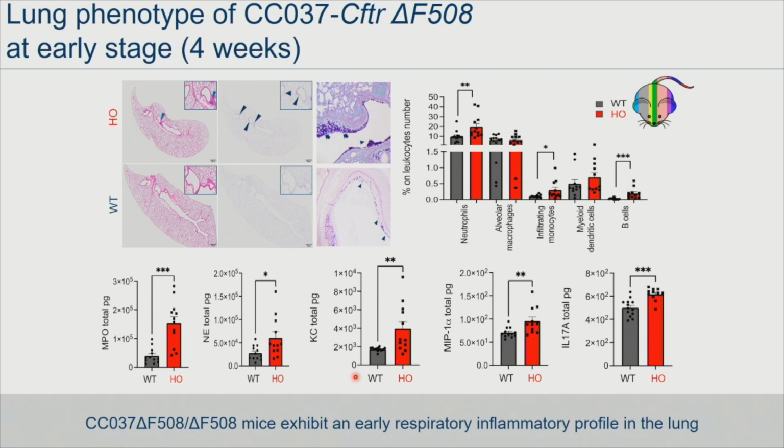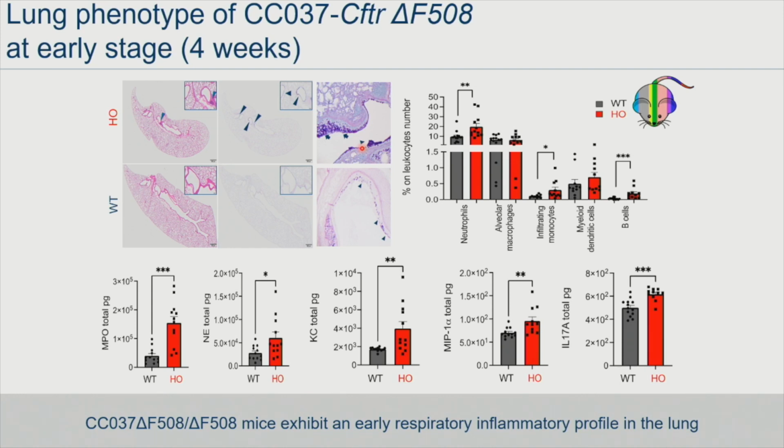And we check the lung phenotype at early stage, 4 weeks. That means at the time of weaning. If we look at the lung pathology, we could not see gross lesions at the histopathological level, but we could see occasional scattered inflammatory response in the lumen with the presence of mucus and an increase of goblet cells.